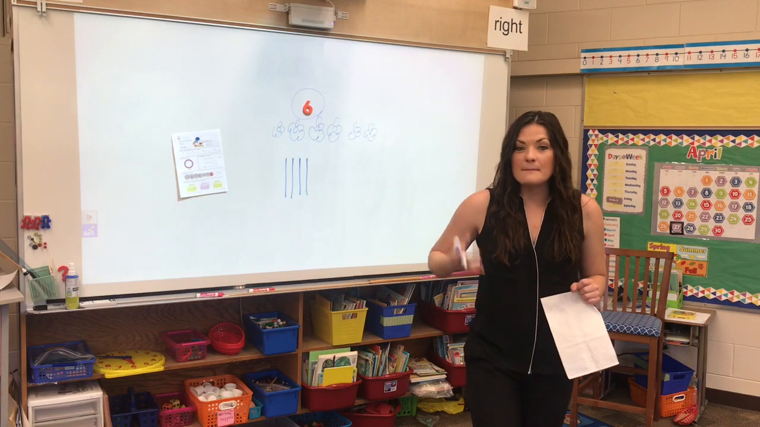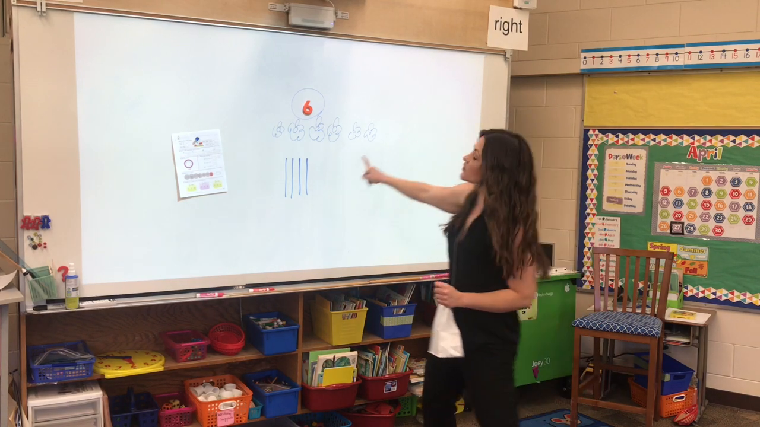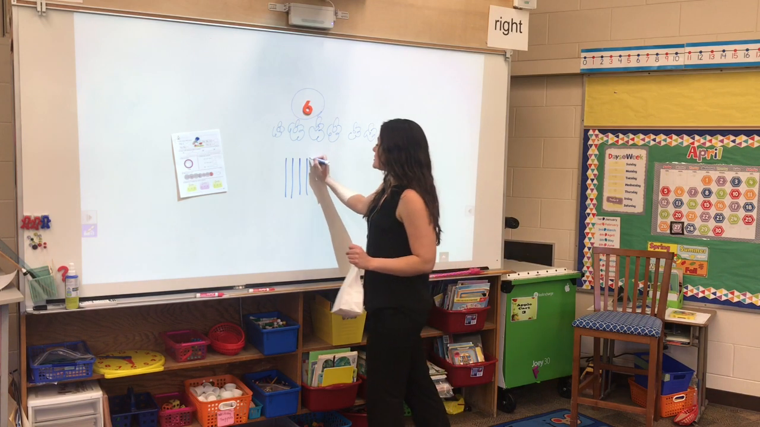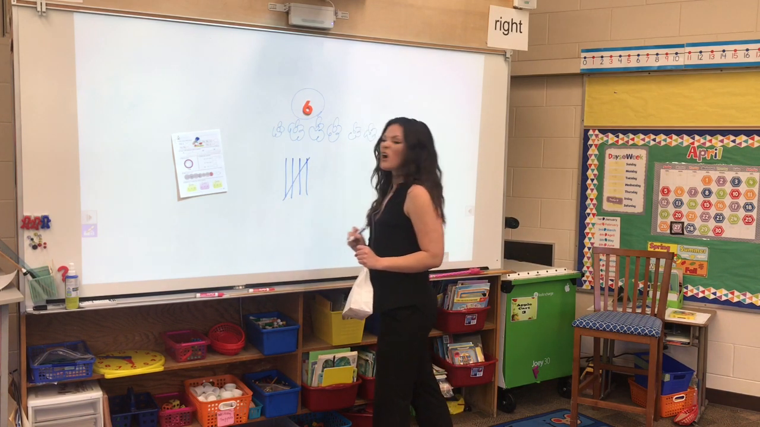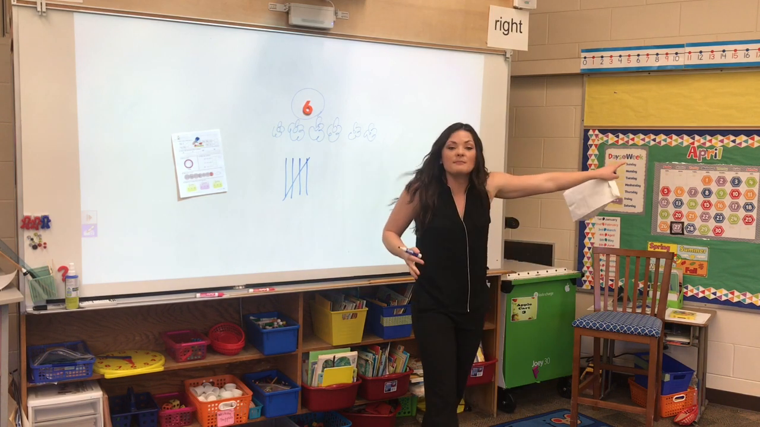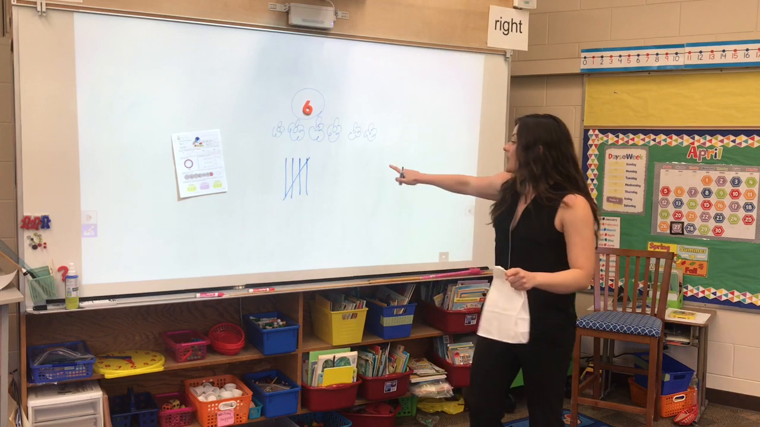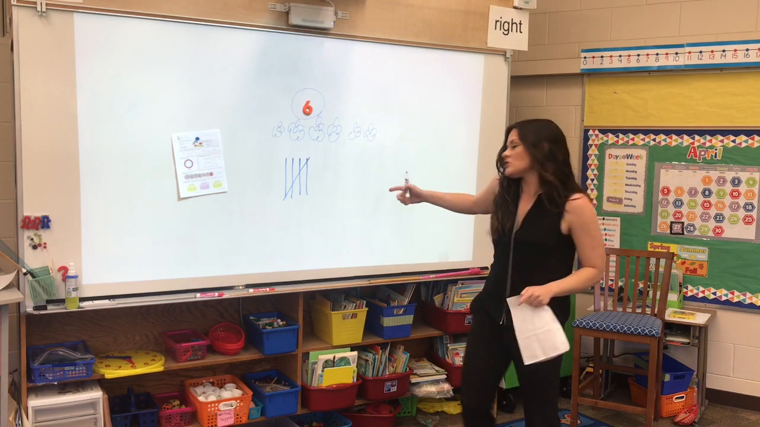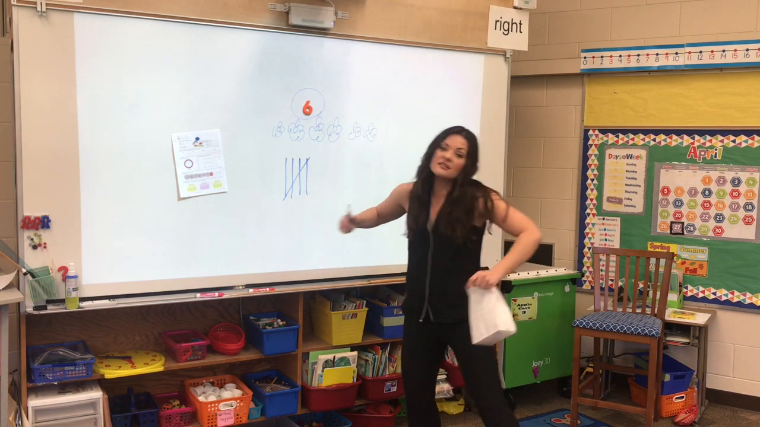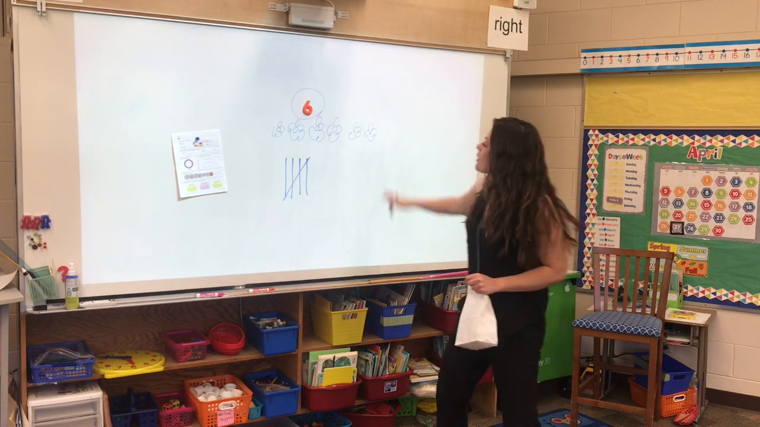Now, we have a special rule. When we make a group of 5, we don't do another straight line. We start at the top and we cross it. We're making little groups of 5, like we do when we make a group of 10 with our straws each day. Today, we're going to make groups of 5. This line going across is like wrapping it up into a little group of 5. So we know we have 5.